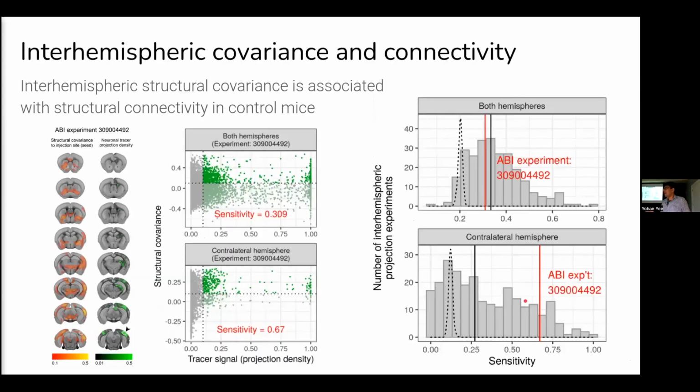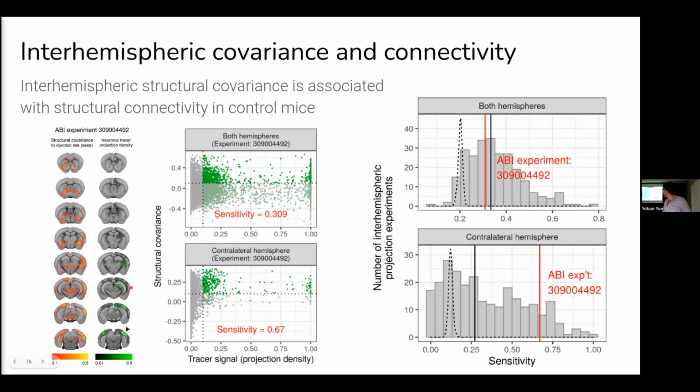Before we compared structural covariance between these pairs of regions, we first confirmed again that in this data set, structural covariance is associated with connectivity, because that's something we wanted to verify. As an example, for a tracer injection in the visual cortex here, you can see that the tracer crosses over through the corpus callosum. It's kind of hard to see here, but the structural covariance map shown on the left, for a seed where the tracer was injected, looks quite similar.